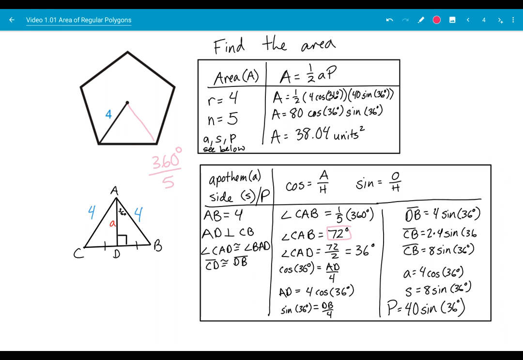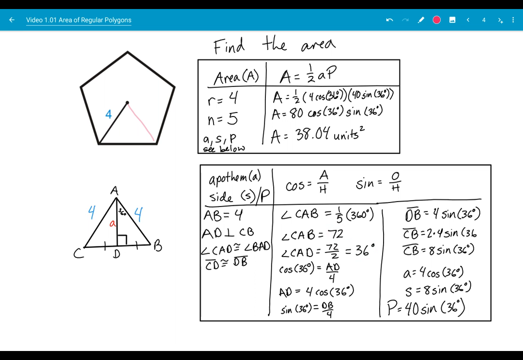Down here, I've labeled my triangle to make it a little easier to follow, ABC, with D as the point where the apothem meets the edge of the pentagon. So here's my central angle. And because this is an isosceles triangle, this altitude splits the angle in half. So it makes 2 congruent halves. The next thing I do is split the central angle in half, and I get 36 degrees.